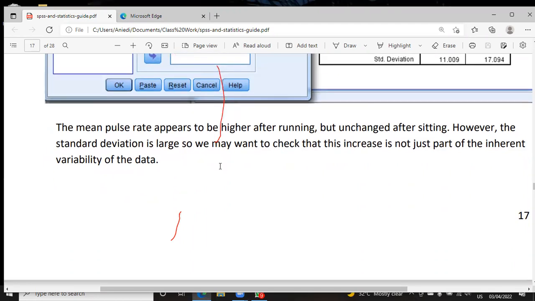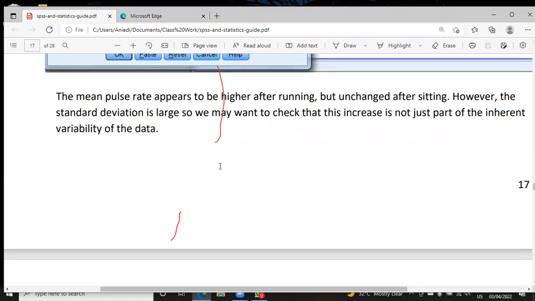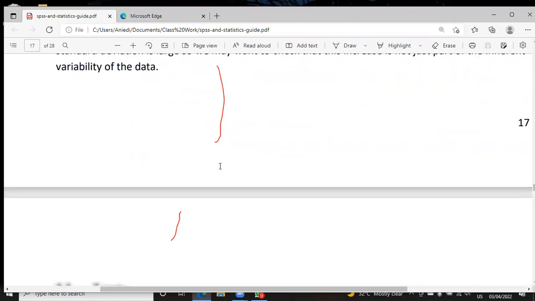So the mean pulse rate appears to be higher after an hour of running, but unchanged after sitting. However, the standard deviation is large. So we may want to check that this increase is not just part of the inherent variability of the data.